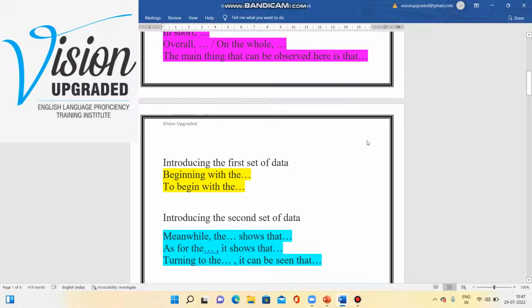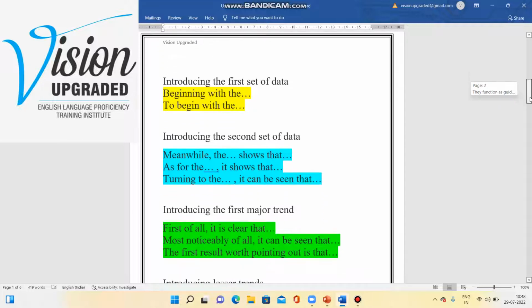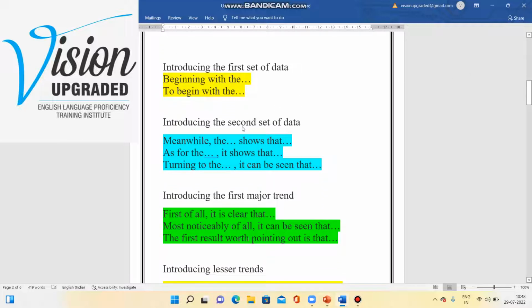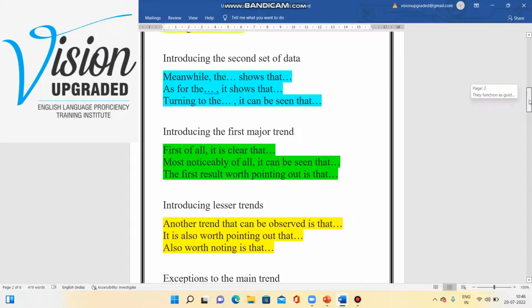Now once you start with the introduction of the first set of data, you can start with to commence. Sometimes students write that also. So when you are introducing the second set of data, you can use meanwhile, the figures show that, the data shows that. As for the, it shows that, turning to the, it can be seen that. So you have to fill the gaps with the information from your task, the diagram.